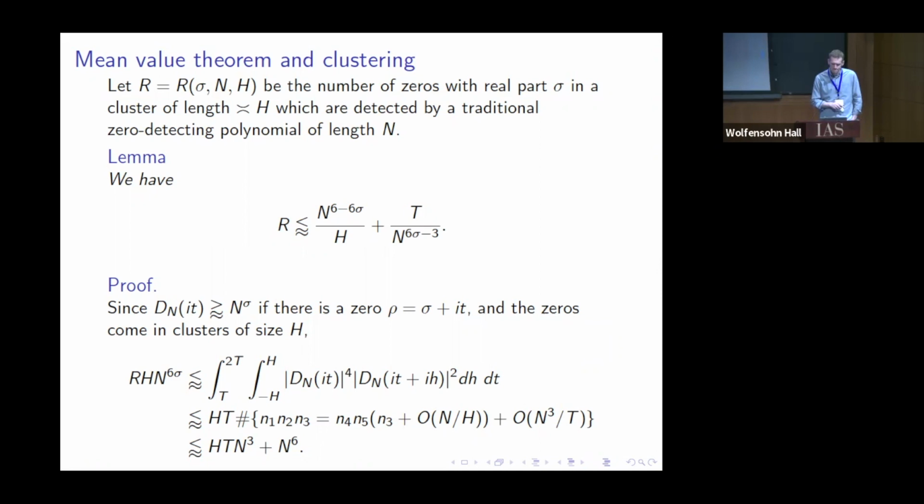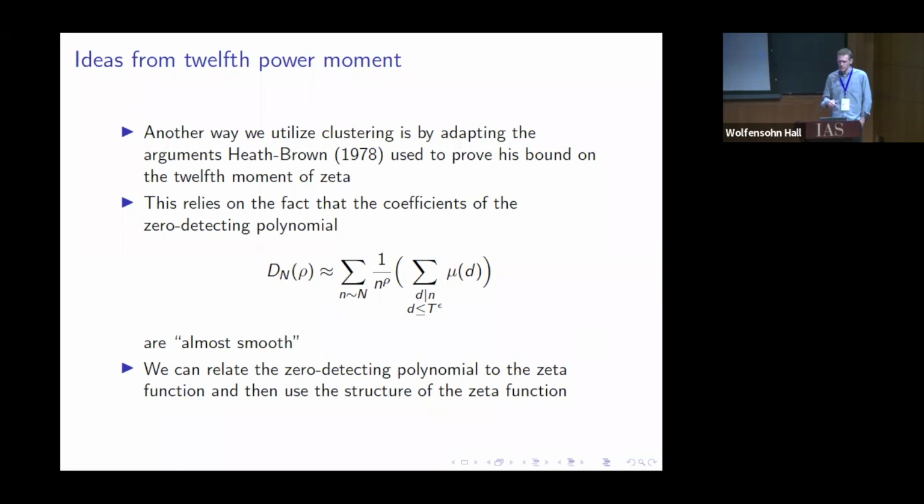So again, maybe the main takeaway is that if I have clusters of length H and H is a little bit big, then near any particular zero there are going to be lots of other neighbors, and this is some extra structure that you can try to use. I will also say something very briefly about some ideas coming from Heath-Brown's 12th power moment. In the late 70s, he proved a bound, not a sharp bound, not the T to the 1 plus epsilon bound that we would hope for, but a bound for the 12th moment of zeta that is still quite useful, even if it's not sharp.